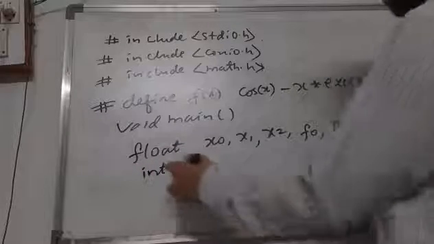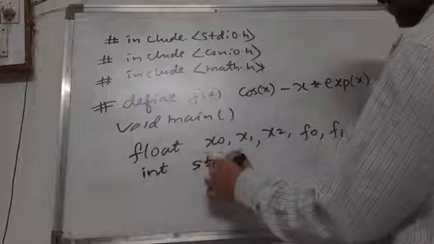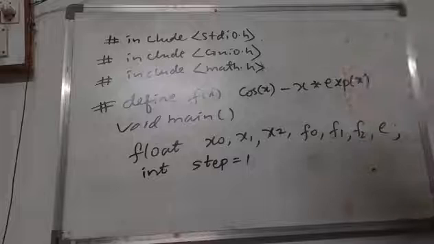integer I am taking, that is integer type data type I am taking. That's for steps. I am going to follow some steps now. Just now I said 3 or 4 steps, those are the steps I am going to follow.